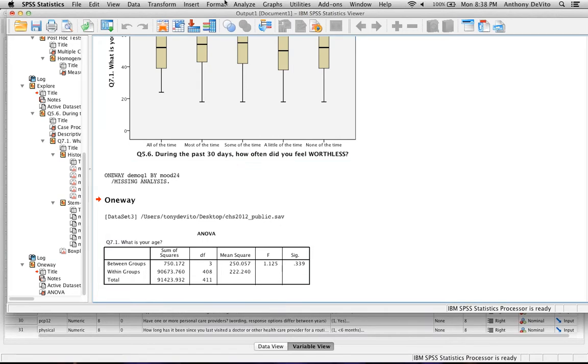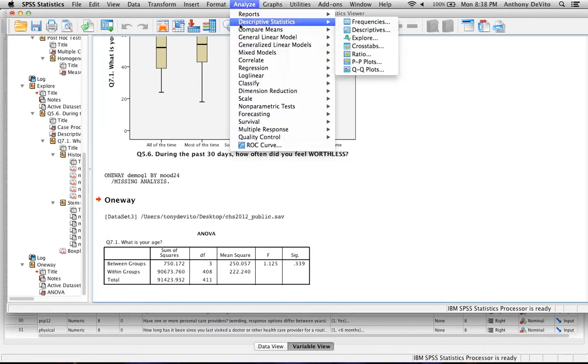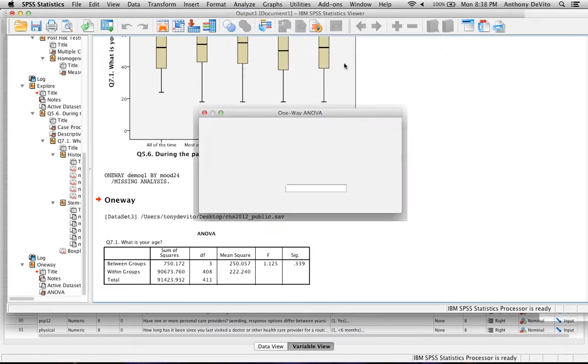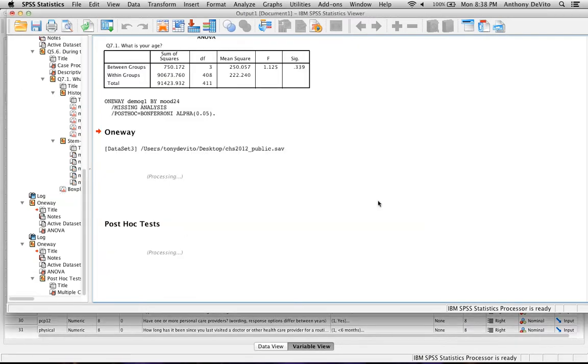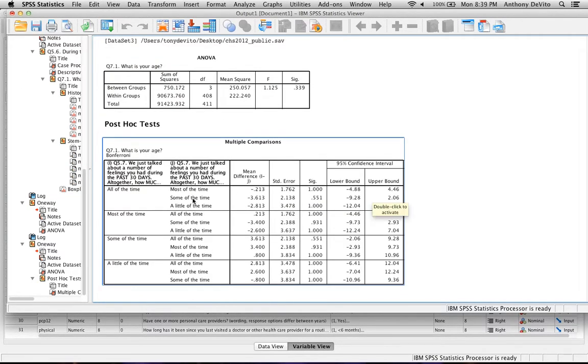No, I'm going to run it anyway just to see what I get. Analyze, compare means, one-way analysis of variance. I know it's a waste of time, but I'm going to run it. I'll run Bonferroni, click continue, and say okay. And it's going to do all the same analysis, except this time it's going to compare all of the time to most of the time, all of the time to some of the time, and so on. It's going to do each one of them twice. And if I look at the significances, none of them are anywhere near 0.05 or smaller. I can't reject the null hypothesis. I really didn't have to bother to run post hoc tests.